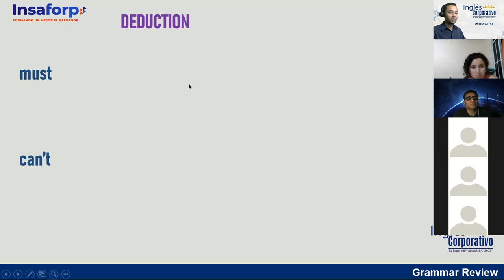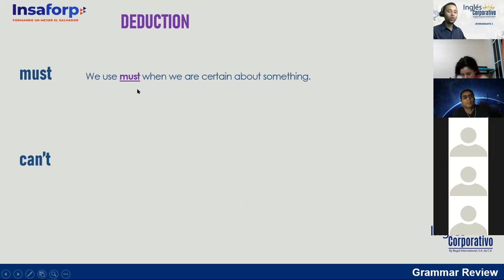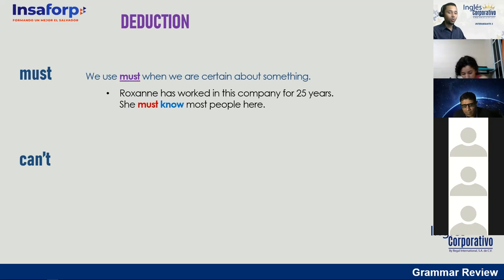Next, deduction. Must. We use must when we are certain or when we are sure or convinced about something. Examples, Roxanne has worked in this company for 25 years.